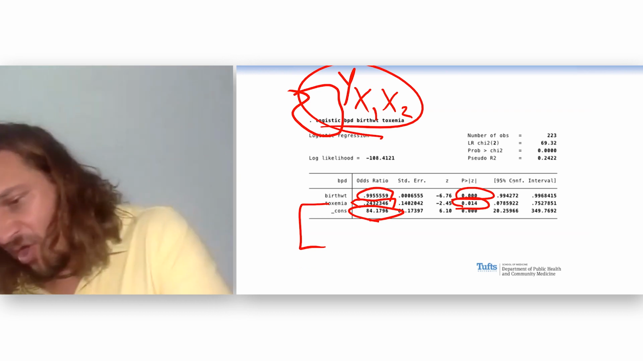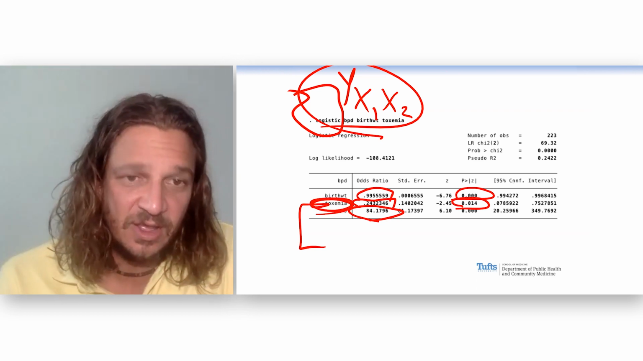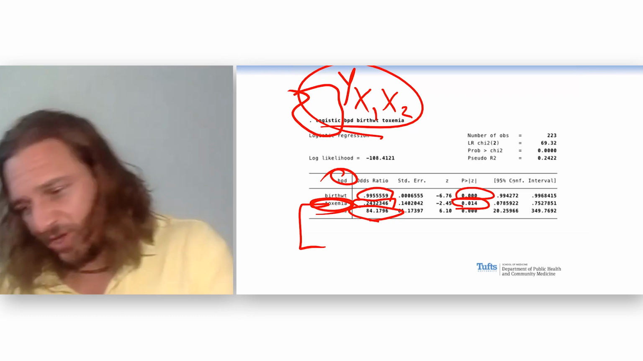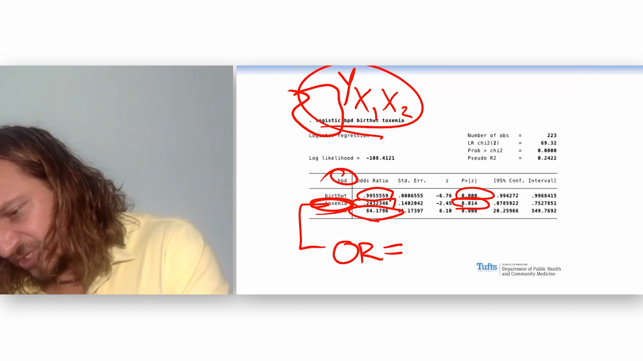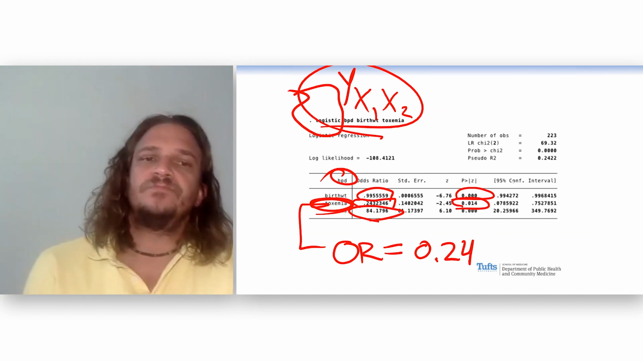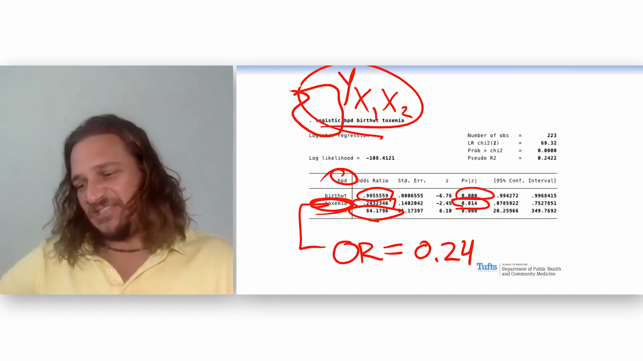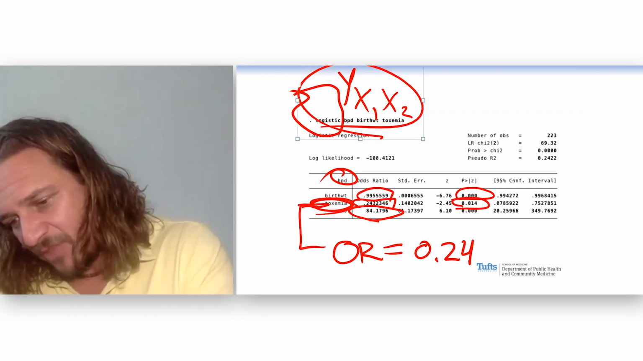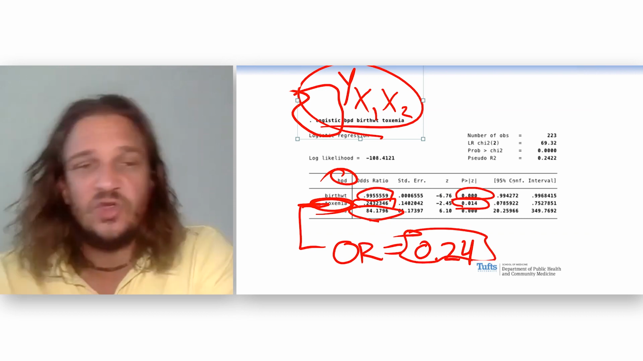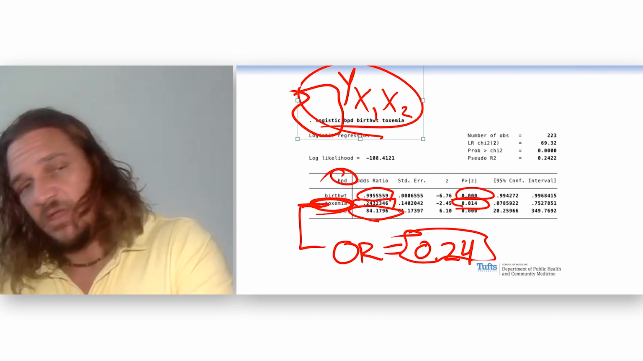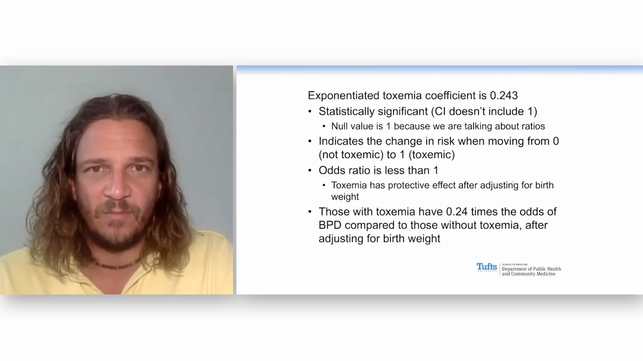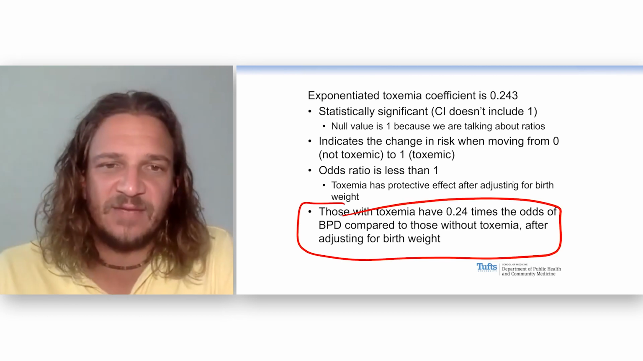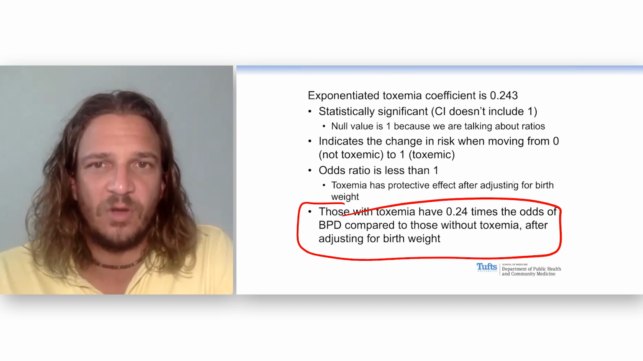After adjusting for birth weight, whether or not a mom has this condition affects the probability of the baby having BPD. Now, how do we interpret it? Odds ratio equals 0.24. That's a little bit weird. This condition is protective. Mothers who have toxemia have 0.24 times the risk compared to those who don't after adjusting for birth weight. So that's what I just said. Those with toxemia have 0.24 times the odds of BPD after adjusting for birth weight.